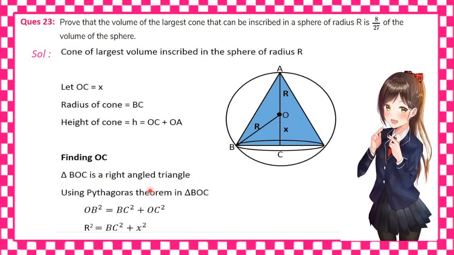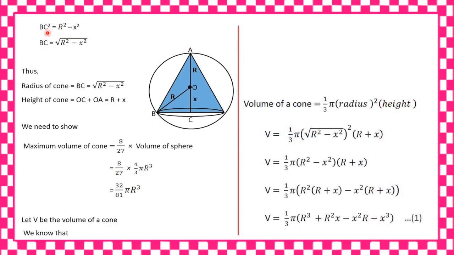BOC is a right triangle. So OB square is equal to OC square plus BC square. From here, what can we take? Students, we can find out the value of BC. That will be under root R square minus x square. Now radius BC is this and height of the cone is R plus x, right?